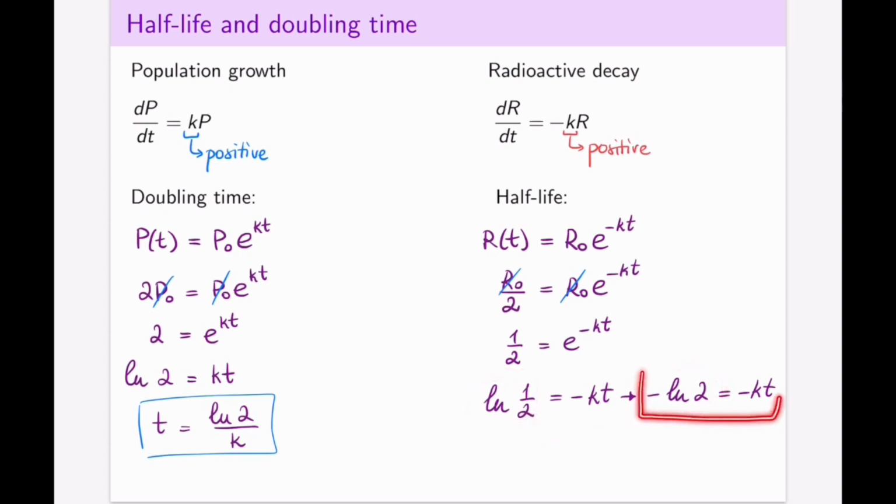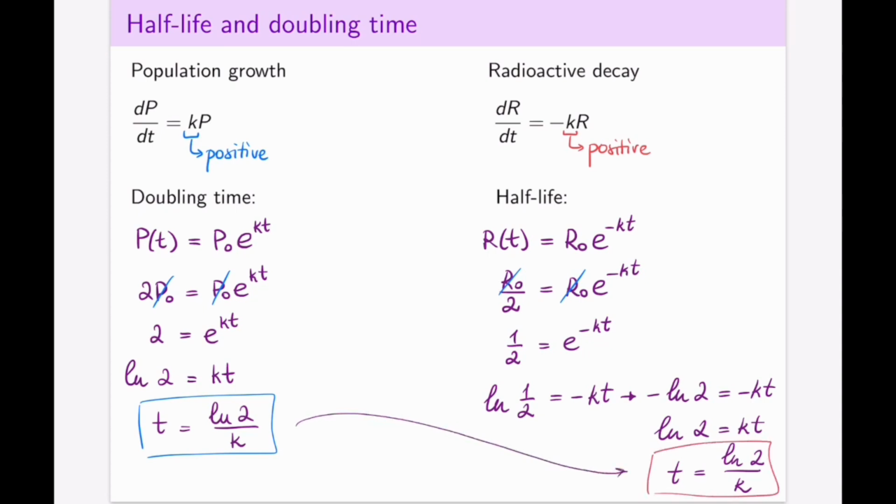Now, looking at this equation here, I notice that there's minus on both sides, so I can cancel that out, turning this into ln of 2 equals kt, and then solving for t, I have ln of 2 divided by k. Now, note that the surprising thing is that both of these are actually exactly the same.